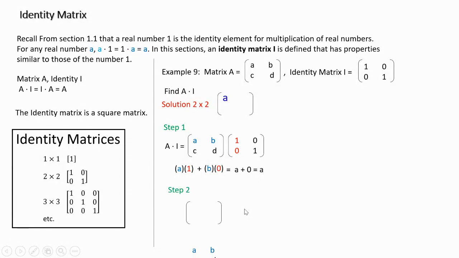Step 2. I'm going to continue with the same format, but now I'm going to multiply times the second column. A times 0 plus B times 1. The answer will be 0 plus B. The answer is B. So B goes there. Step 3.